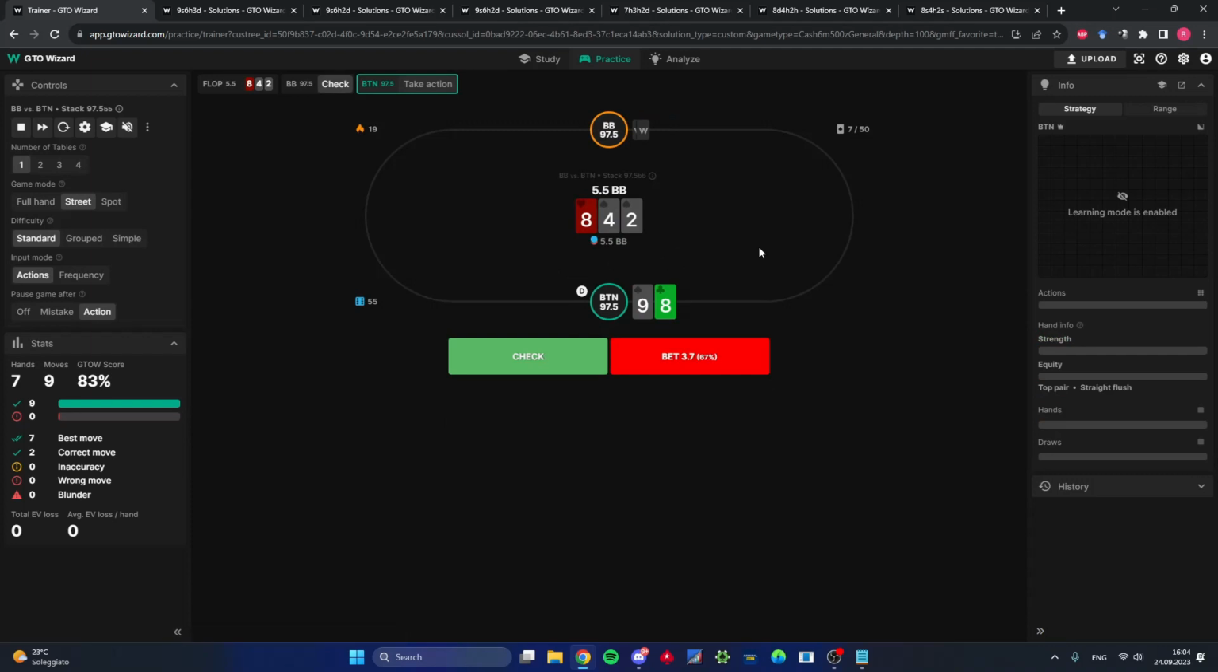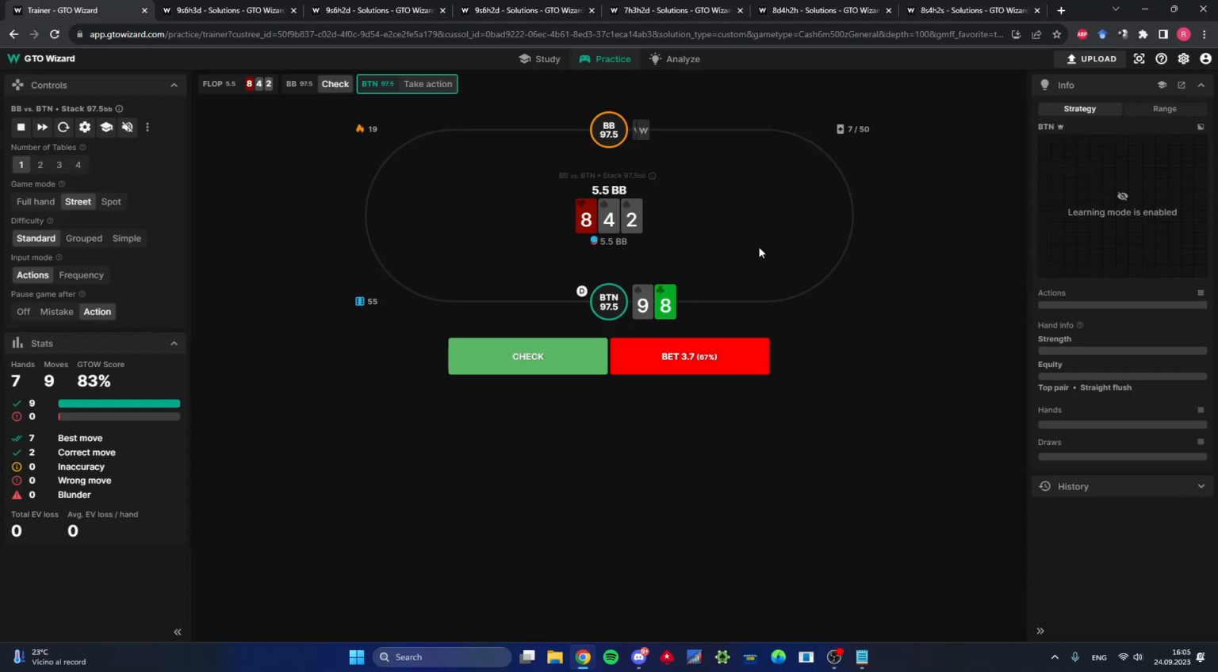Let's go to the next one. 8-4 deuce. We have 9-8. This board should be a bit better. It's a bit more disconnected. There's no straights possible, but a lot of turns can improve the big blind quite a lot. So I guess this would be like a medium-ish board, 40 to 50% betting frequency.